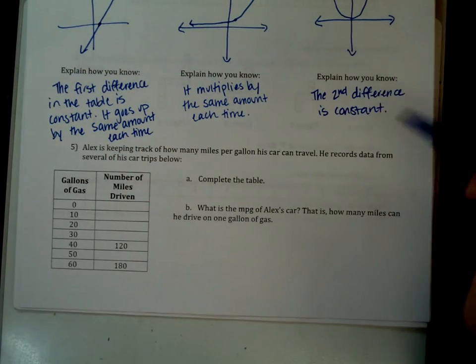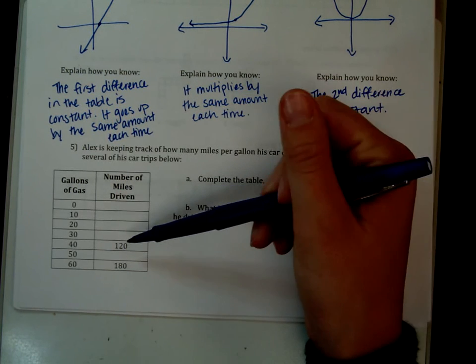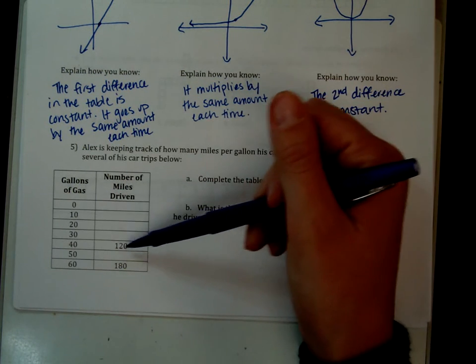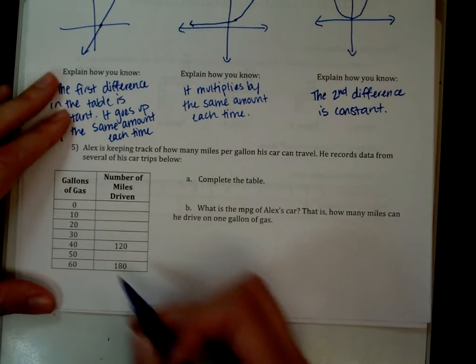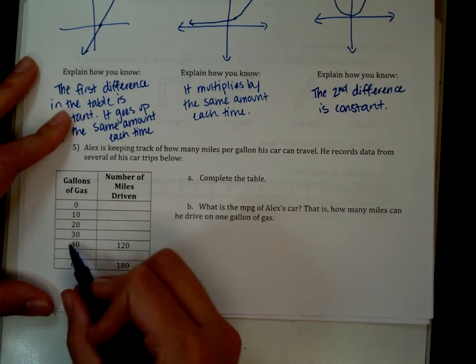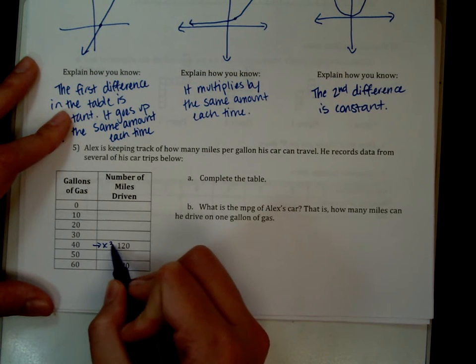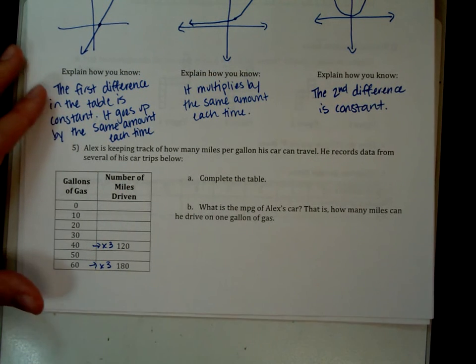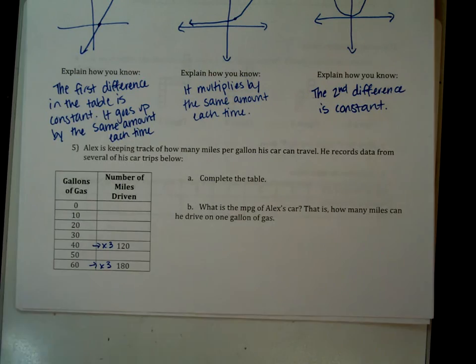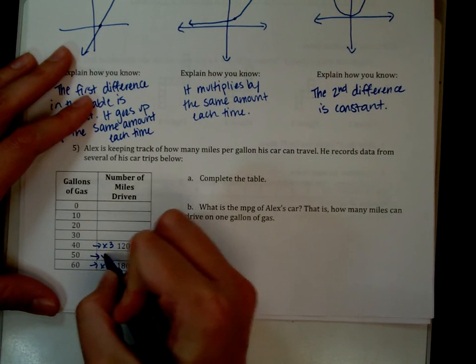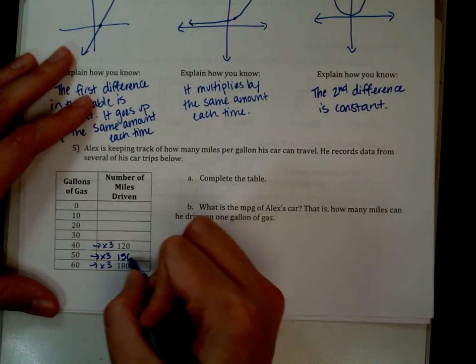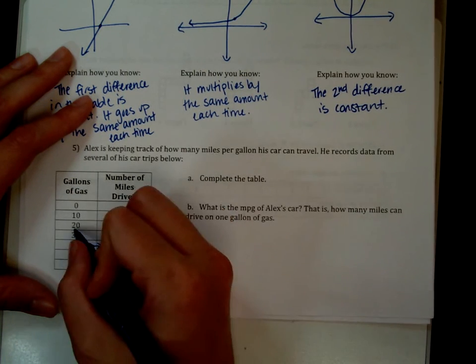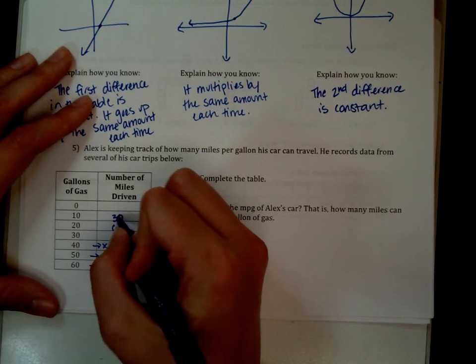Alex is keeping track of how many miles per gallon his car can travel. He records data from several of his car trips below. So, let's see, if he goes from 40 to 120, I'm going to divide. Well, I noticed that this 40 times 3 is 120. 60 times 3 is 180. So I'm going to assume that the table keeps going like that. 50 times 3 would be 150. This would be 90. 20 times 3 is 60. 10 times 3 is 30. 0 times 3 is 0.